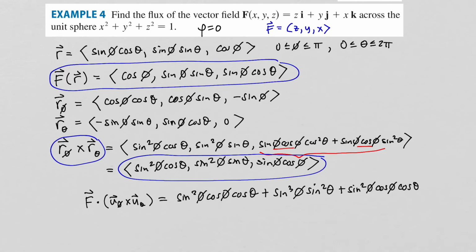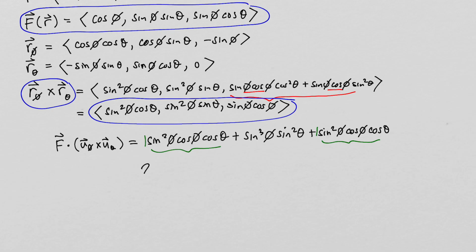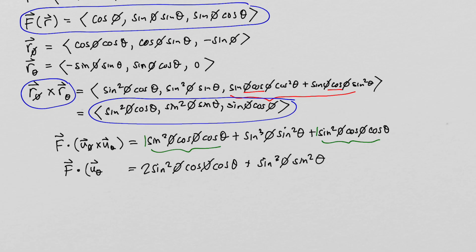Now notice that these here are like terms. So we have one of those plus one of those. That's going to be two of those. So 2 sine squared phi cosine phi cosine theta plus sine cubed phi sine squared theta. Okay, so this is our vector field dot product with this, which is essentially our normal vector.